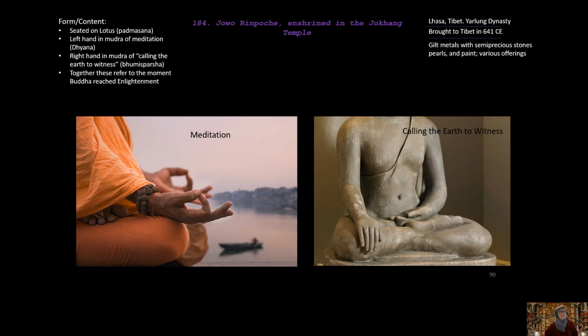Okay, form is that the Buddha is seated in a lotus position, which is very common. You see that here, seated on a lotus petal also. The left hand is in a mudra of meditation. Mudra is a hand position. And then the right hand is in a mudra of witnessing, calling the earth to witness. And so these two together refer to the moment where the Buddha reached enlightenment.